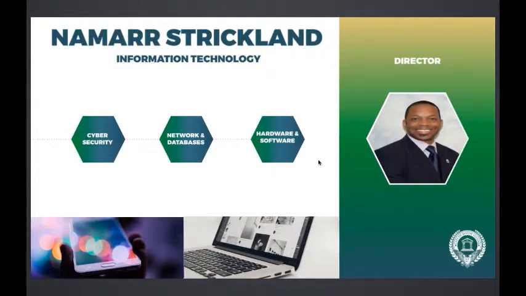Also making sure that we have the necessary network and databases to be able to effectively do the work, and also hardware and software, because we know that technology is really advancing the way that we do the work, and it makes our job not only easier, but helps us to do it in a quicker manner. And so we want to engage and incorporate those technologies that help us to interact and engage with our residents in a better and more effective manner.